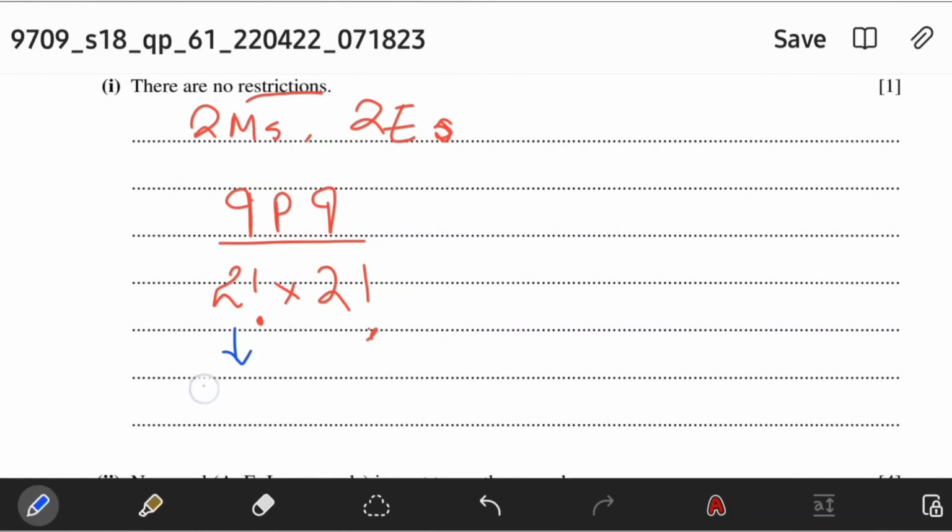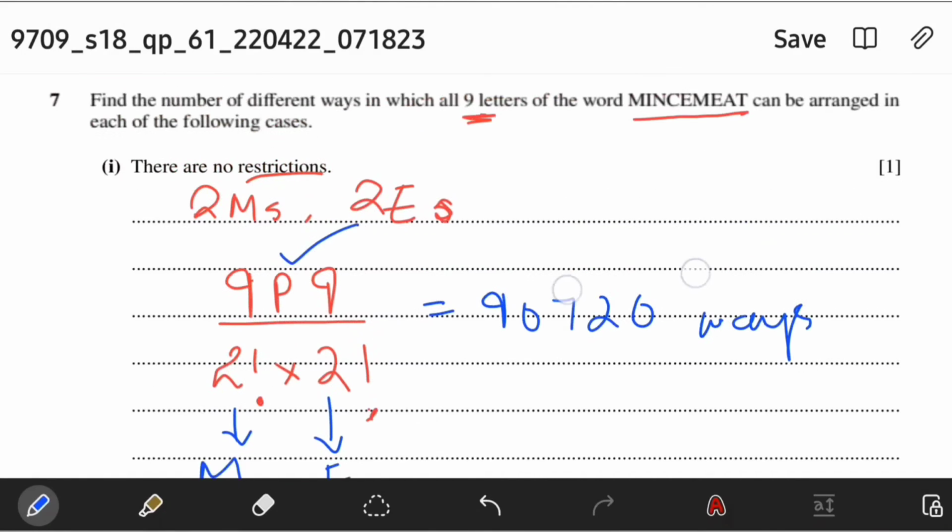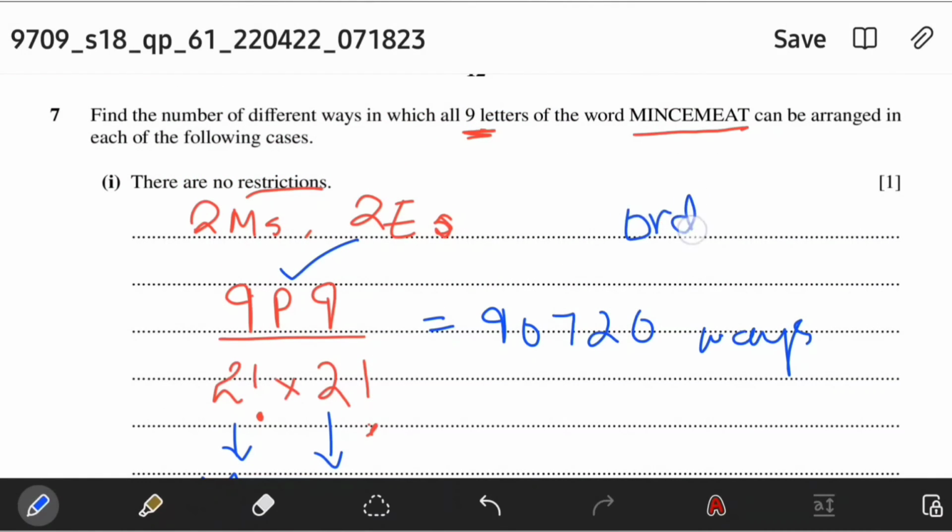This one, since they are being repeated, the answer is 90722. This is part arrangement, and order matters, so we are going to use permutations. Order matters.